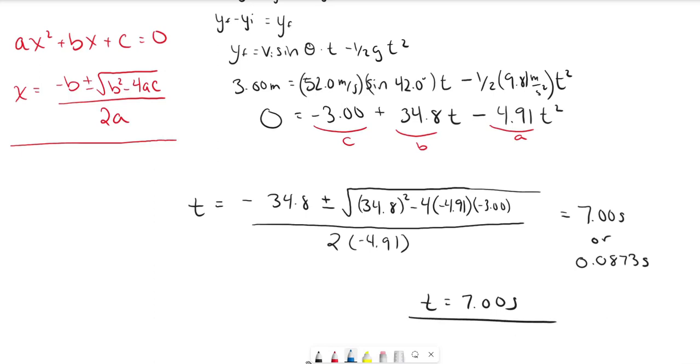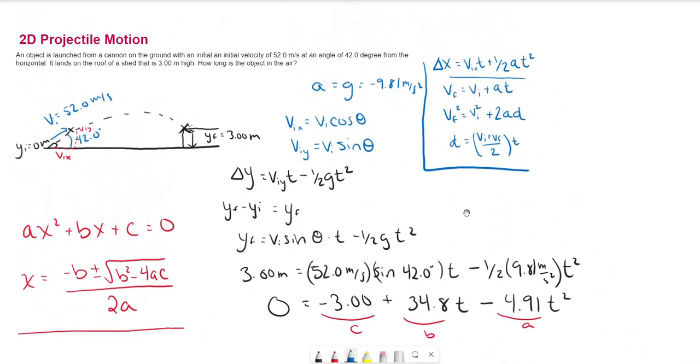And so that's how you would approach these types of problems. And you're going to end up with this problem when you have a delta y that is non-zero. So when the object doesn't land at the same height that it started off at, and then you're asked for the time.